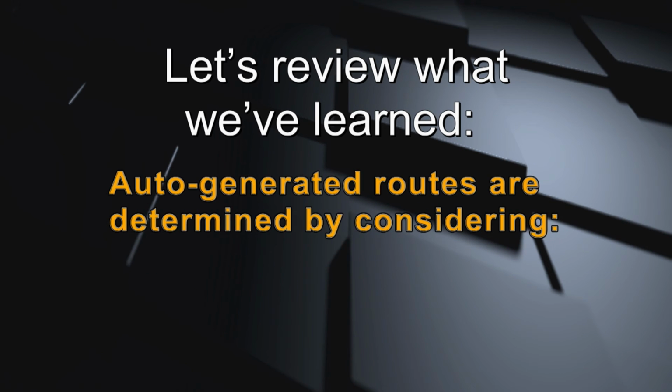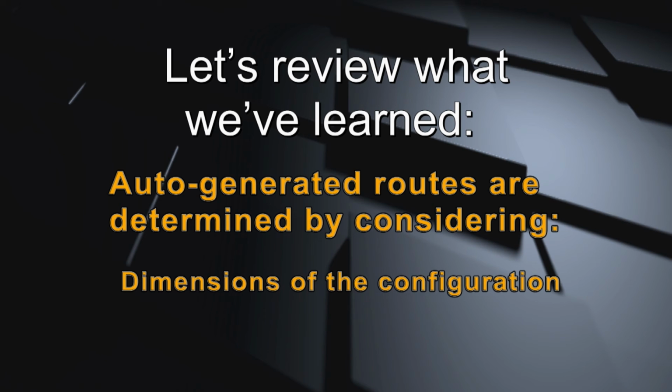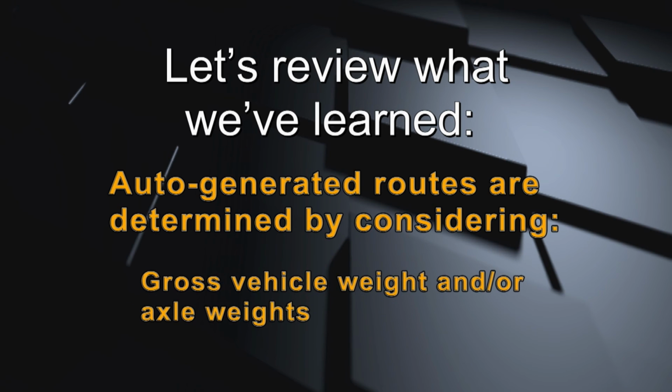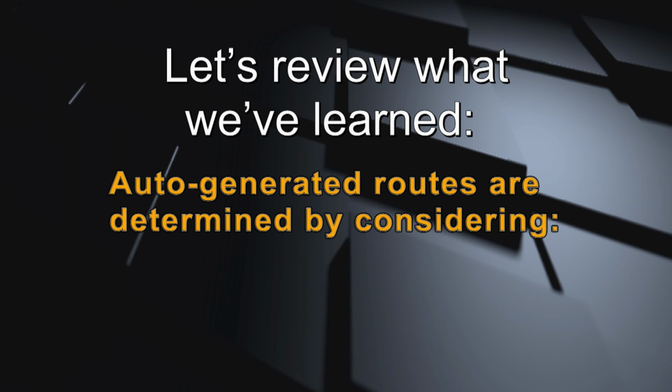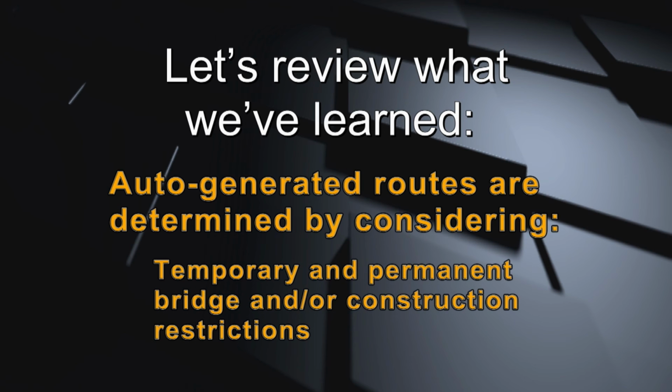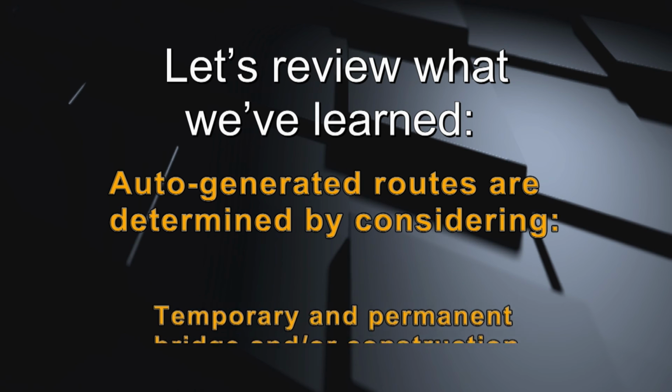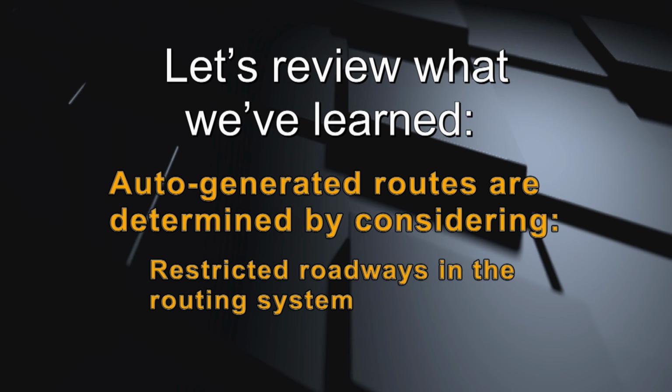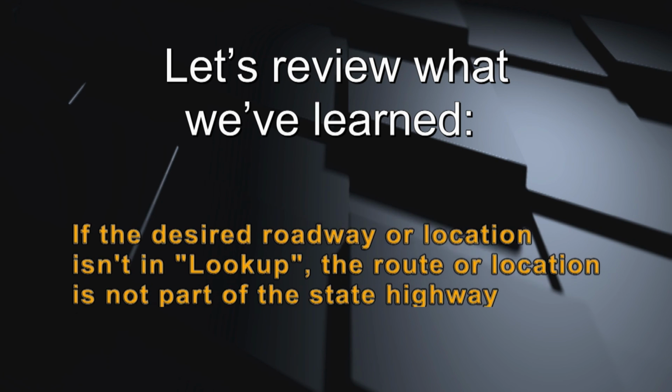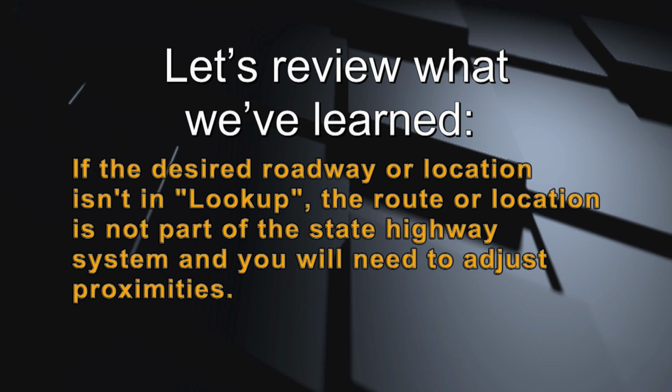Auto-generated routes are determined by considering the dimensions of the configuration, the gross vehicle weight and/or axle weights, temporary and permanent bridge and/or construction restrictions, and restricted roadways in the routing system. If the desired roadway location isn't in the lookup, the route or location is not part of the state highway system, and you will need to adjust the proximities.